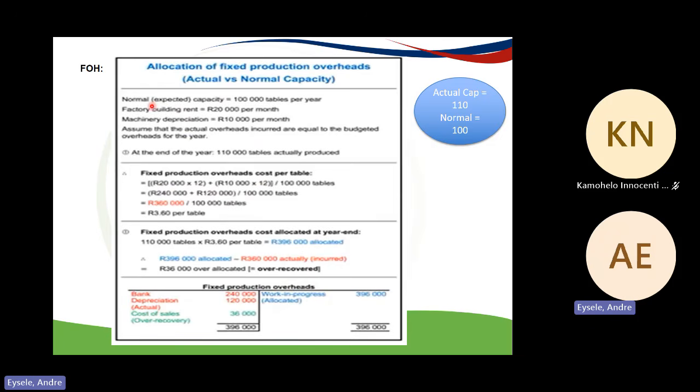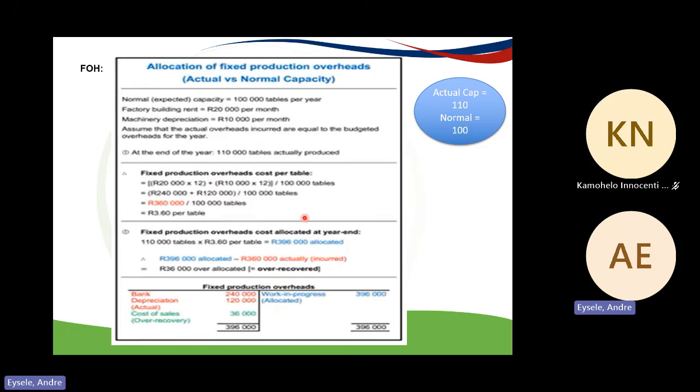So what are the fixed costs? The fixed costs consist of your rent and depreciation. That comes to 360,000 divided by 100,000. That gives you 360. So we will allocate 360 to production, to work in progress, for every unit we make. So 360 times 110,000 is 396,000 that we've allocated.